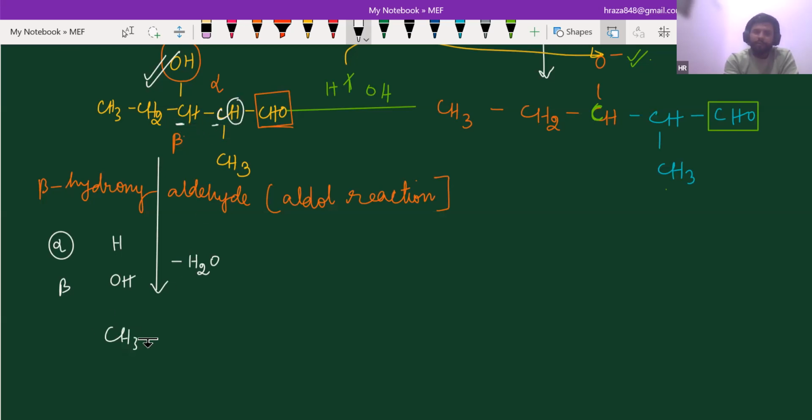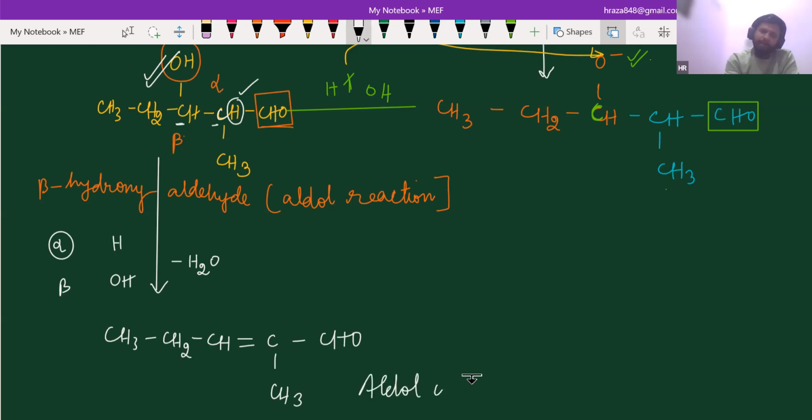So the rest will be as it is: CH2, and then this becomes CH, and this becomes a double bond. Hydrogen is also removed with OH in the form of H2O. And there is CH3 and this is CHO. So this is basically your aldol condensation. Is that clear? And it is also known as ene because of the double bond.